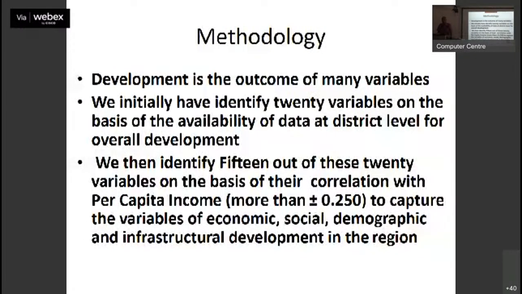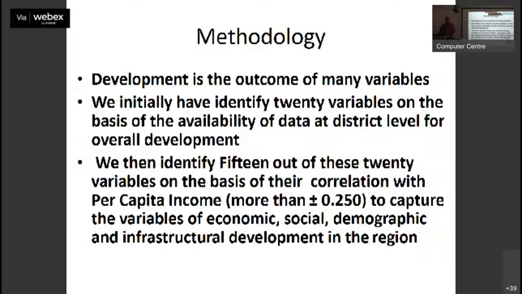Development is the outcome of many variables, not a single variable which can be measured. We initially identified 20 variables on the basis of availability of data at district level for overall development. The study is based on secondary data, so we are restricted by what? What is the availability of data at district level? And on the basis of availability of data, we selected how many? 20 variables for different districts.